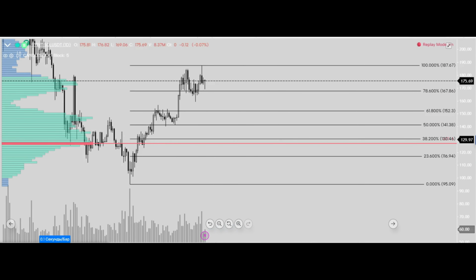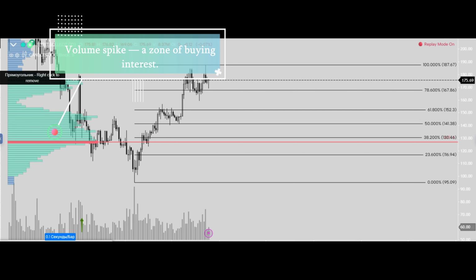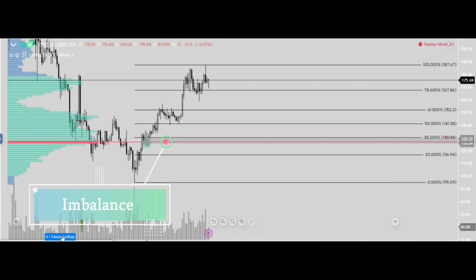The VPVR indicator, or sideways volume, highlights the most heavily traded zones. In an uptrend correction, these zones act as strong support and are great for full long positions. In a downtrend rebound, they act as resistance and are ideal for potential short entries. Combining these 3 tools gives you highly accurate entry points.